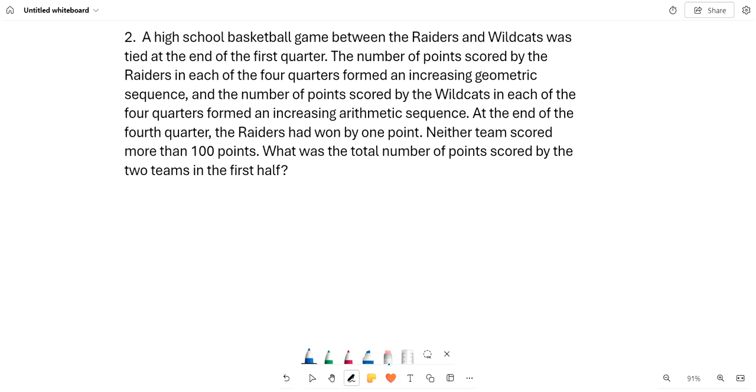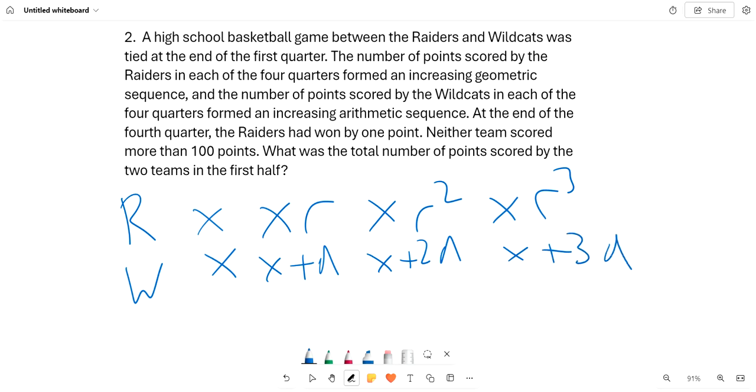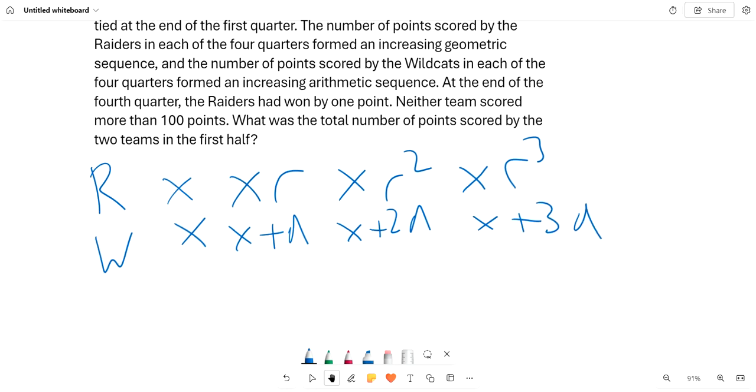So we already know that they both start with, let's say, x, because they tied. And let's say this is the Raiders, and this is the Wildcats. And so we know this, we can just write sequences for this, because we know it's a geometric sequence, and we can do the same thing for this. And this is an arithmetic sequence.